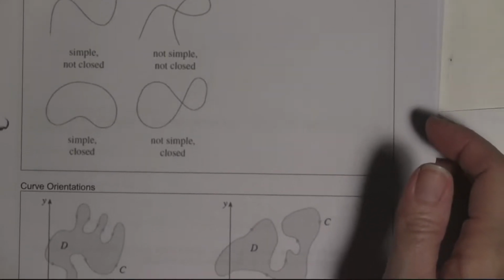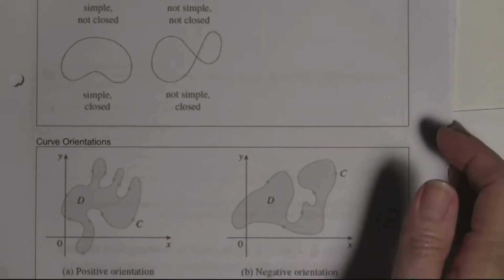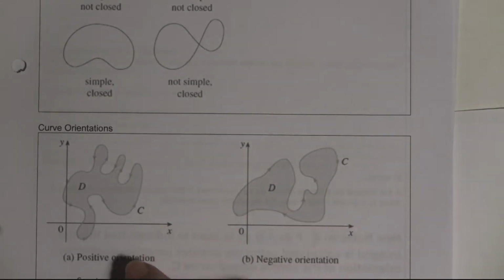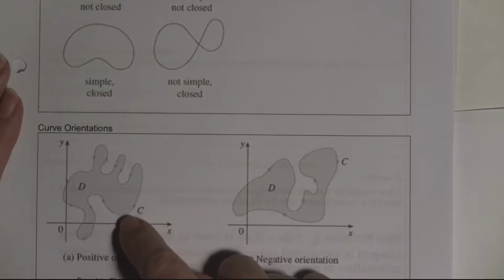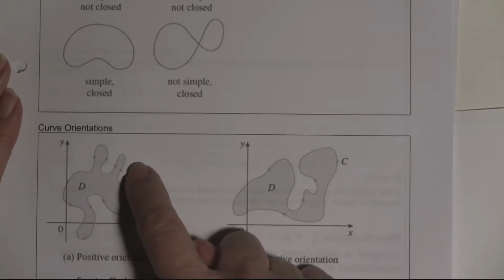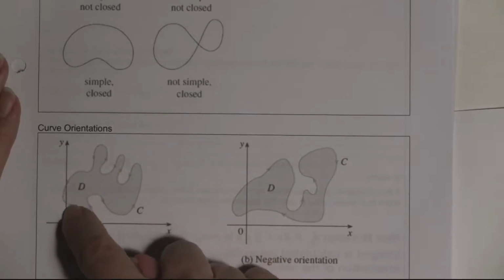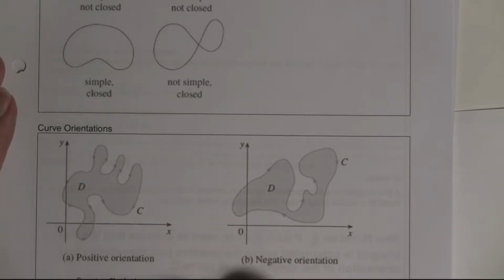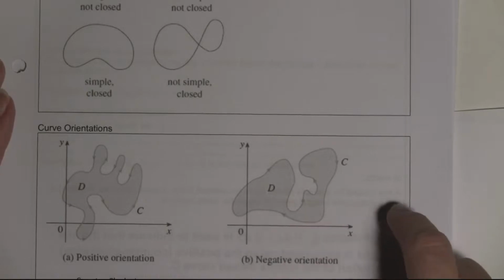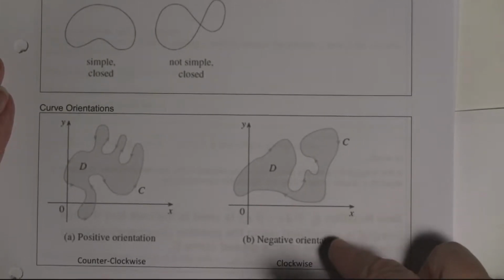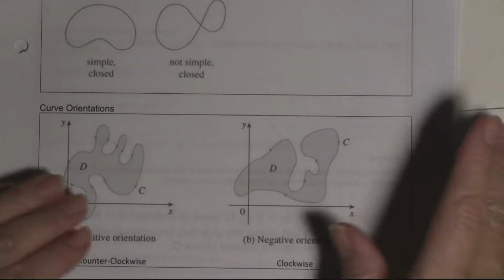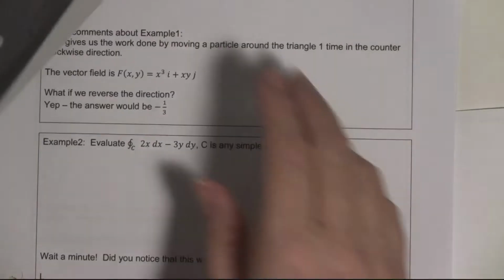The other thing about Green's theorem is that when we use it to calculate things, it's going to calculate in what the book calls the positive orientation, and that is counterclockwise, as opposed to the negative orientation, which is clockwise. So those two ideas kind of go together.